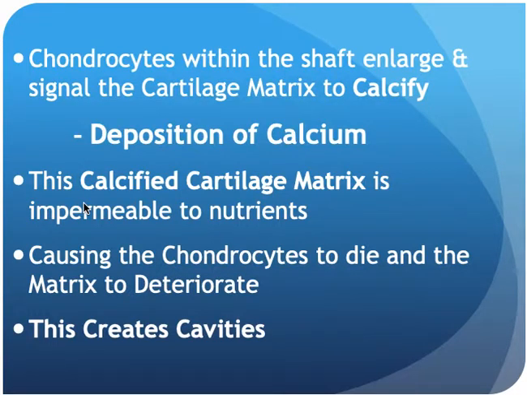The chondrocytes within the shaft are going to enlarge. They're going to signal the cartilage matrix to calcify, and that just means that we're going to start to deposit calcium. Why is that important? The calcifying of this matrix makes it sort of impermeable to nutrients, okay? And we know that when we lose our ability to get our nutrients, those cells are going to die. So it's going to cause the chondrocytes to die, and it's going to cause that matrix to deteriorate, and that's what's going to create these little cavities in the bone forming.